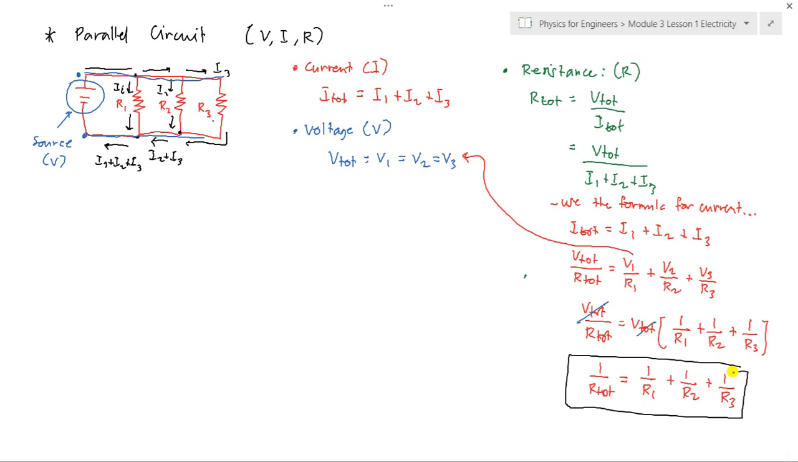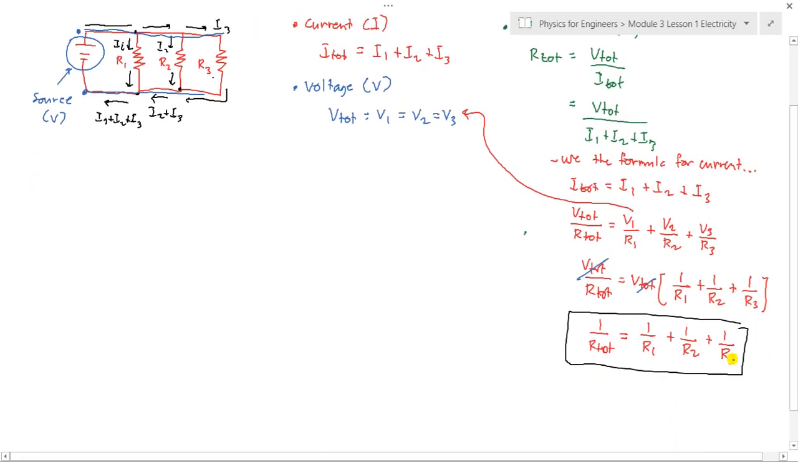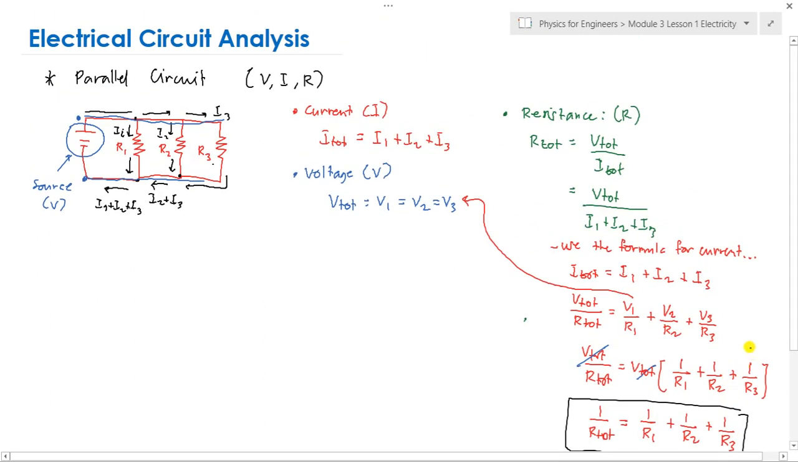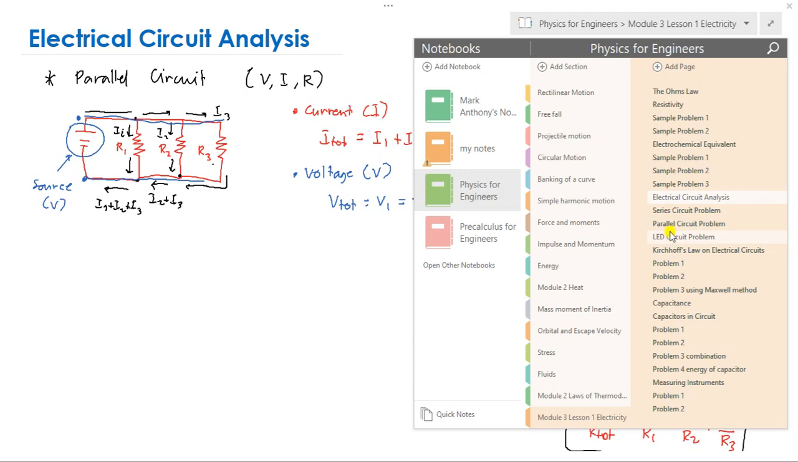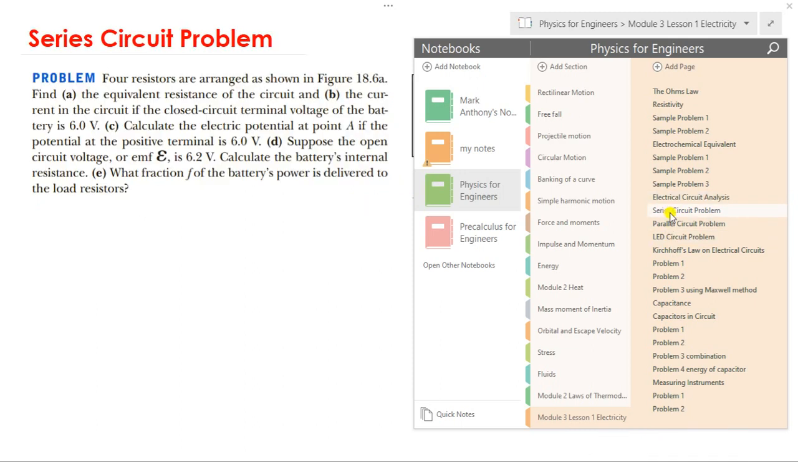So, walay pangata na? Walay pangata na, class? So, if walay pangata na, then let's proceed to some example.